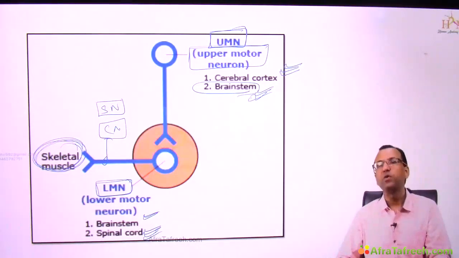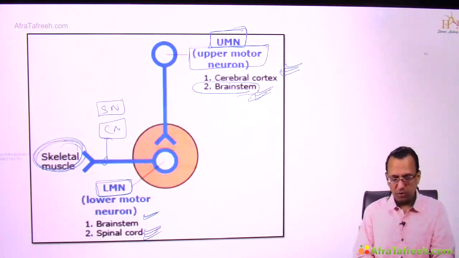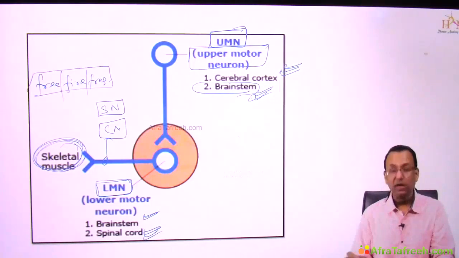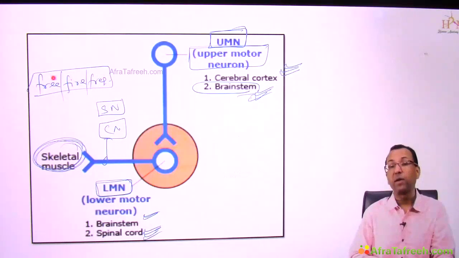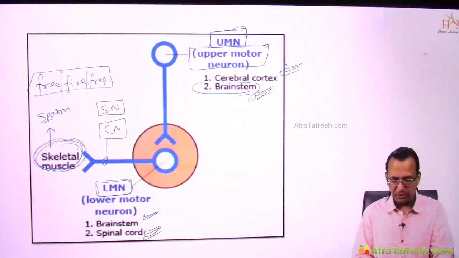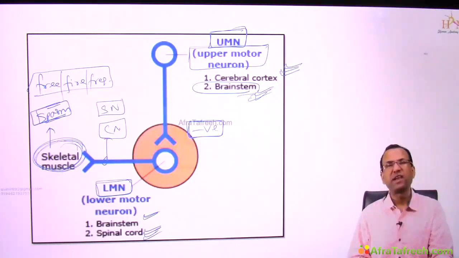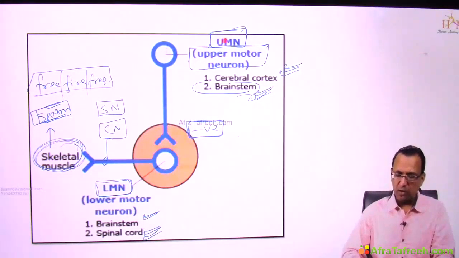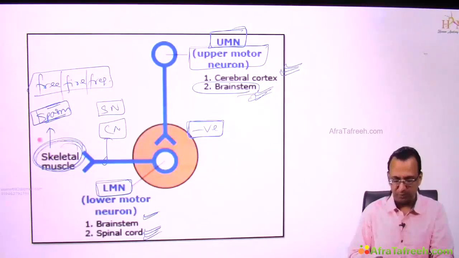Yes. And if you let the lower motor neurons be free to fire frequently, what will happen? If they are free to fire frequently, the muscle will go into spasm, spastic paralysis. So they must be inhibited. And that inhibition is done by upper motor neurons. Though it is not strictly inhibitory, upper motor neurons are going to inhibit the lower motor neurons so that they don't keep firing frequently and keeping the muscle in spasm.